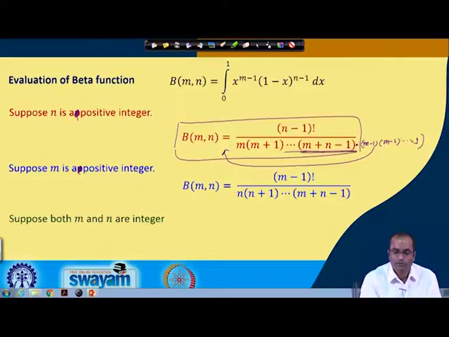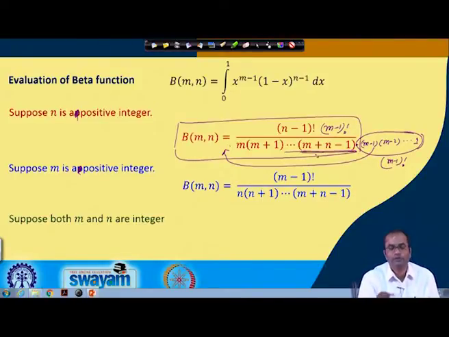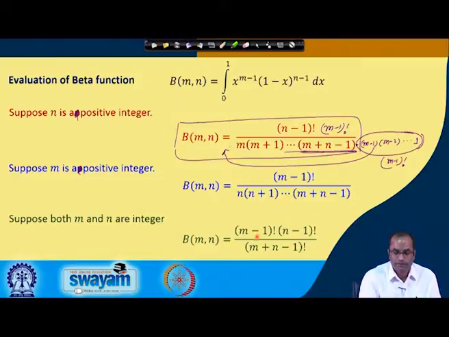So, here also this was nothing but factorial m minus 1. So, we have multiplied here with the factorial m minus 1 term, and then this also becomes the product from 1 to m plus n minus 1. So, this is becoming again the factorial m plus n minus 1. So, we have factorial m minus 1 there and factorial n minus 1, and in the denominator here we will get m plus n minus 1 factorial.